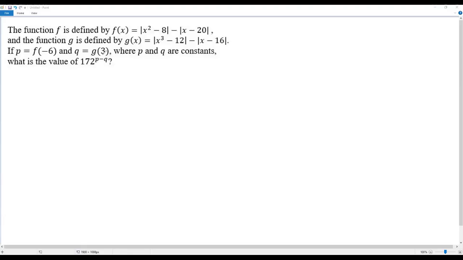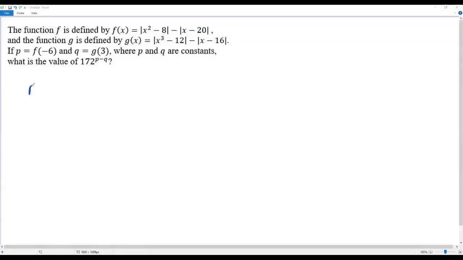Now to get the value of 172 raised to the power of p minus q, we need the values of p and q. So how do we get them? For that we have to use this information. To get the value of p, we plug in negative 6 for x into the function f of x, and to get the value of q, we plug in x equals 3 into the function g of x.